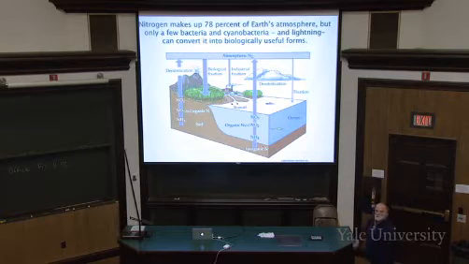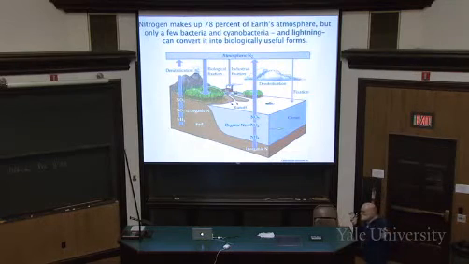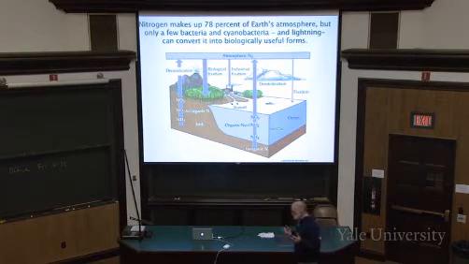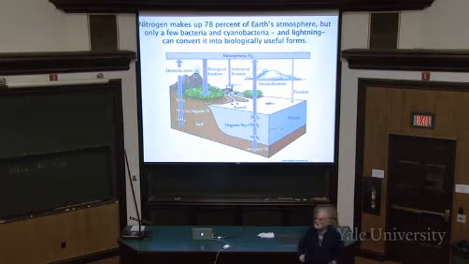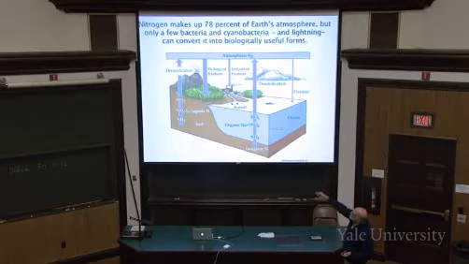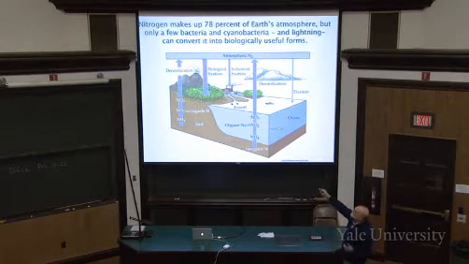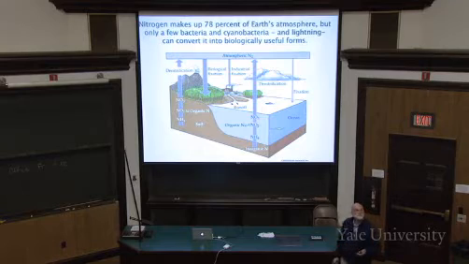Almost all the nitrogen that's on the surface of the planet is biologically inaccessible. It's in the form of N2. N2 is a molecule that is extremely difficult to react with. And it can be converted into something that's biologically accessible, primarily by bacteria and by cyanobacteria and by lightning.